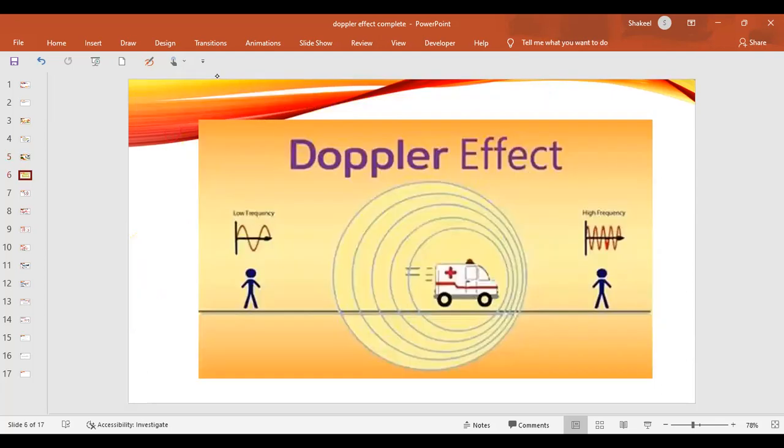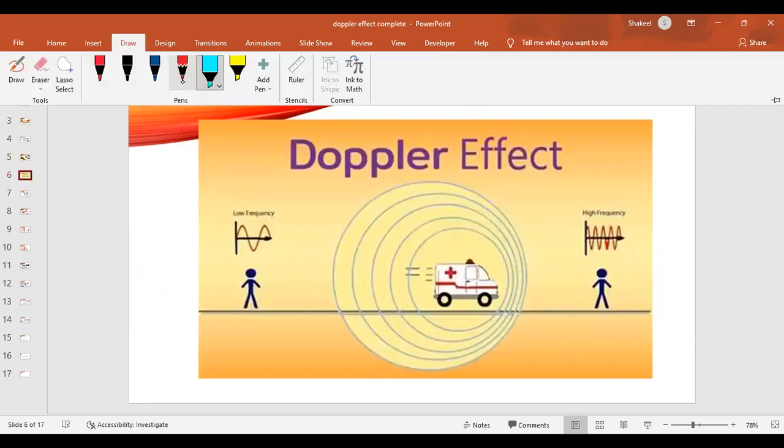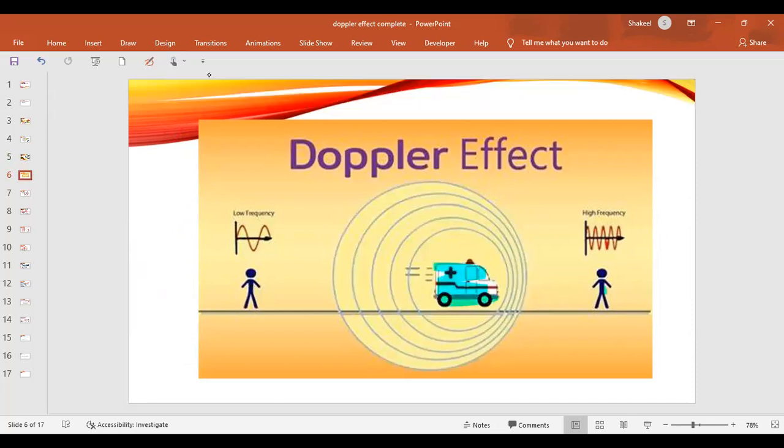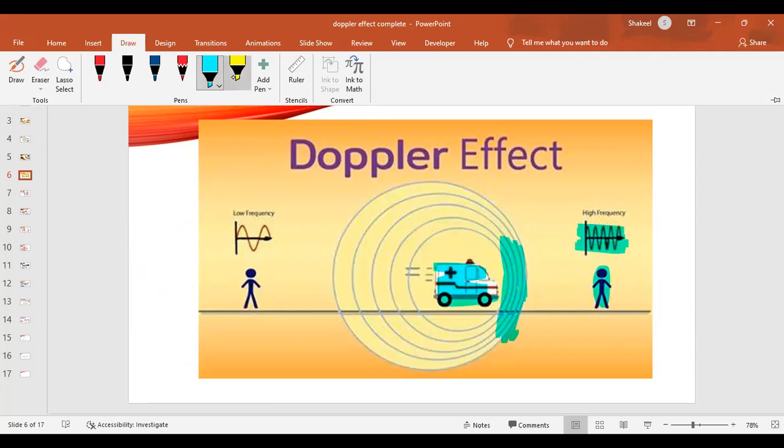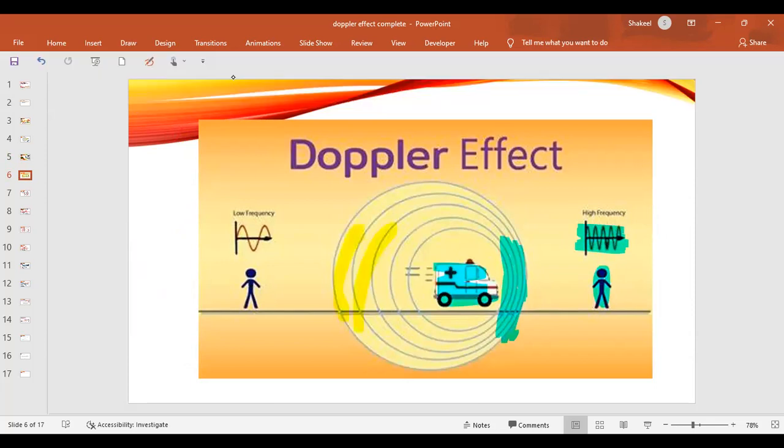So let's look here. This is an example for the previous case. As the ambulance is moving towards this observer, the waves reaching that observer are bunching up. So that's why this observer is going to hear a higher pitch sound. And similarly, the waves reaching the observer behind the ambulance are spreading, so this observer is going to hear a low frequency wave.